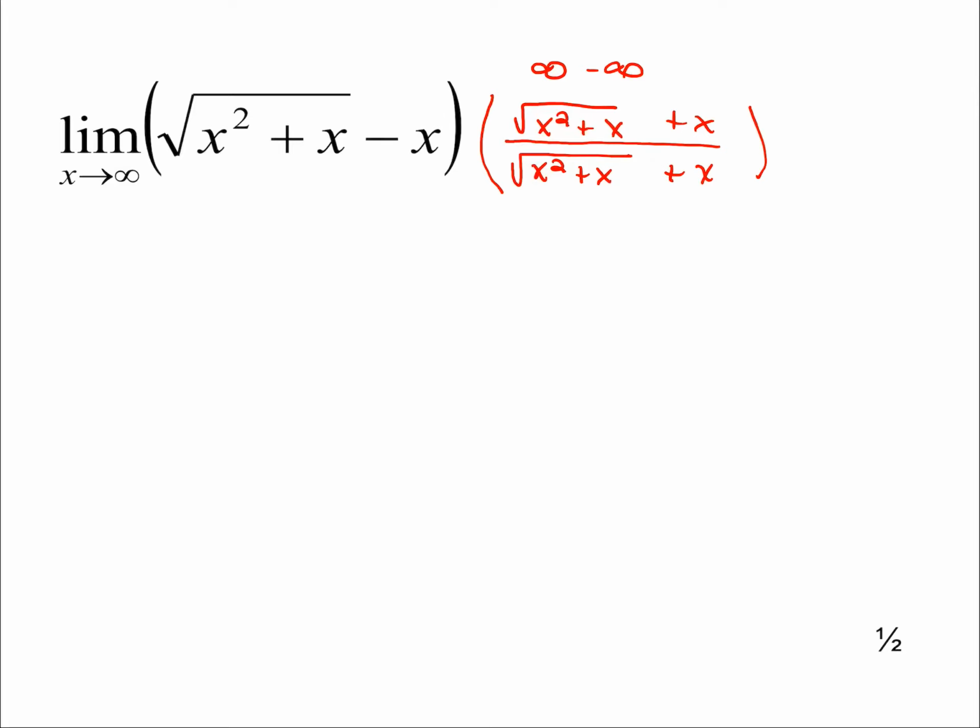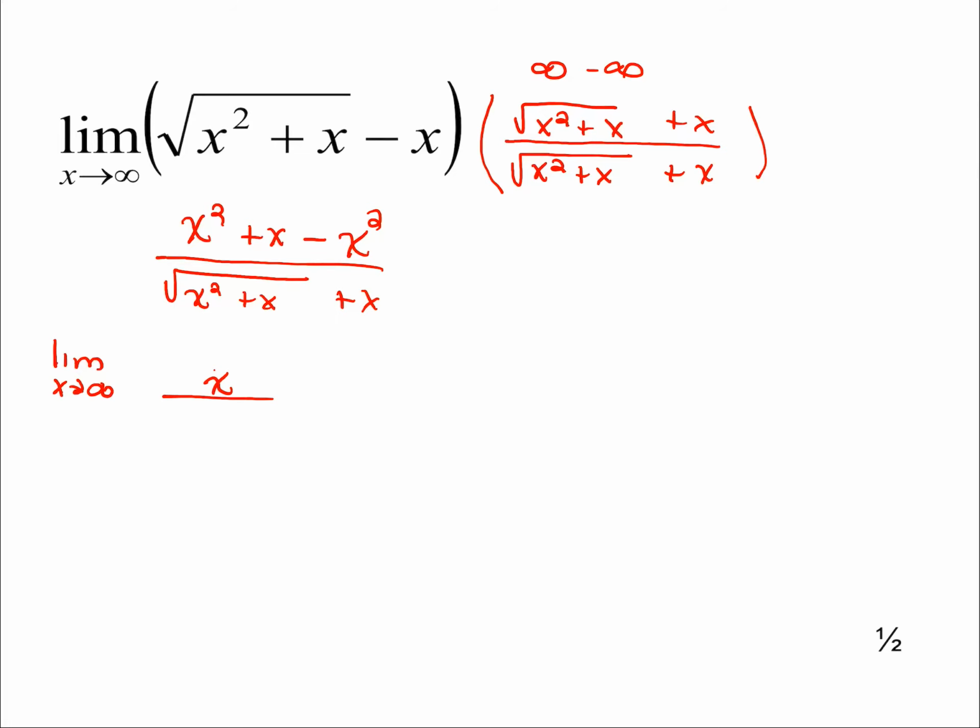Does that work? So in the numerator, I get x squared plus x minus x squared over the square root of x squared plus x plus x. So simplifying that, I get the limit as x approaches infinity of x over the square root of x squared plus x plus x. Okay. So what do I do with that? The limit as x approaches infinity.